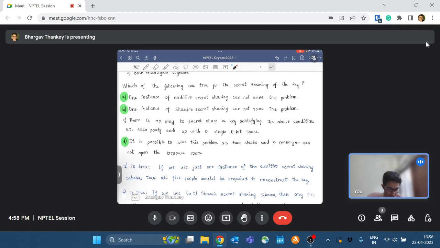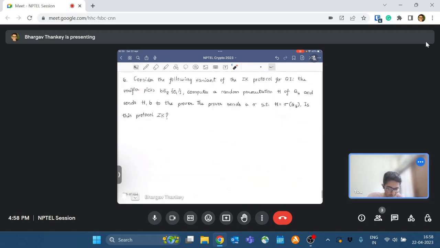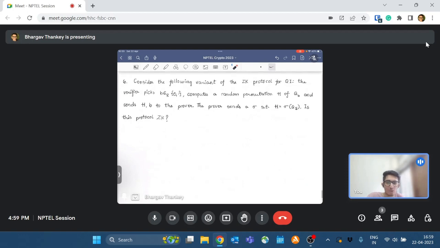Now let's look at the next problem. The next two problems are about the zero knowledge protocol for graph isomorphism, or GI, which we saw in class. The next two problems propose variants of that protocol, and we want to see if these variants are zero knowledge or not.